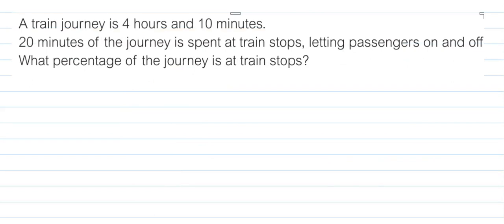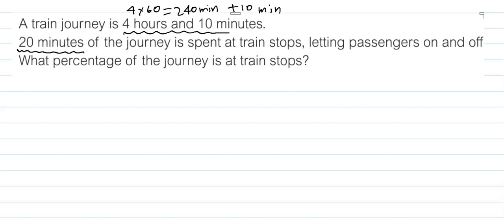Okay, so a train journey is 4 hours 10 minutes. Okay, so 20 minutes of the journey is spent at train stops, letting passengers on and off. What percentage of the journey is at train stops? So first of all, see, here it is 20 minutes, here it is 4 hours 10 minutes. So convert this into minutes. So 4 hours means 4 times 60. Yeah, so it will be 240 minutes, plus 10 minutes. So it will be 250 minutes. Total journey is 250 minutes.